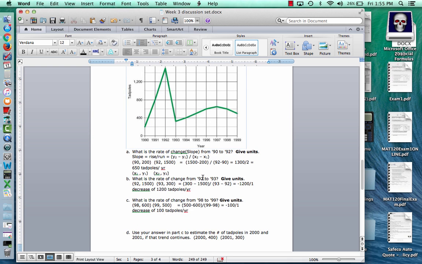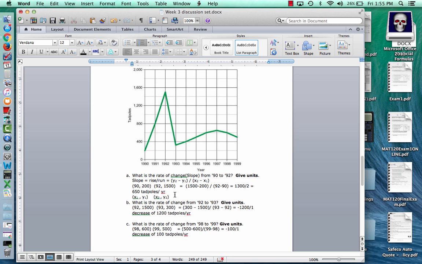Double check that, make sure that you're doing okay on this formula. Watch how I plug in the points. If it's a negative, you could say decrease. If it's positive, you want to write increase. But give the units. Remember when we do slope, it's y's divided by x's. So take the y units per the x unit and just write it like that.